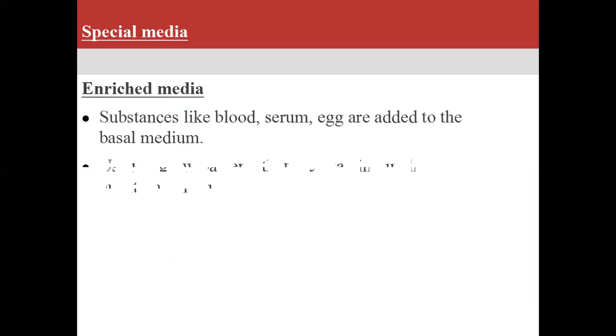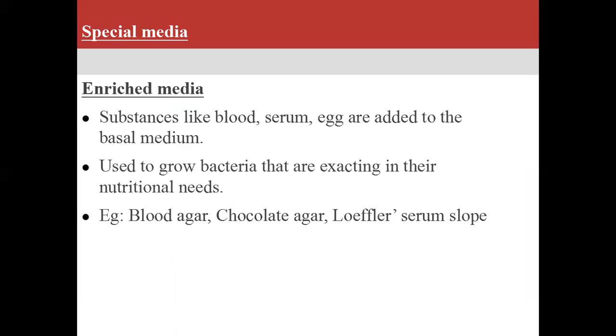Next, special media. In that, the first one is enriched media. So what is enriched media? Substances such as blood or serum or egg added to the basal media. What is basal media? Basal media is like nutrient broth and nutrient agar. So if we add blood or serum or egg to the nutrient agar, that is considered enriched media.